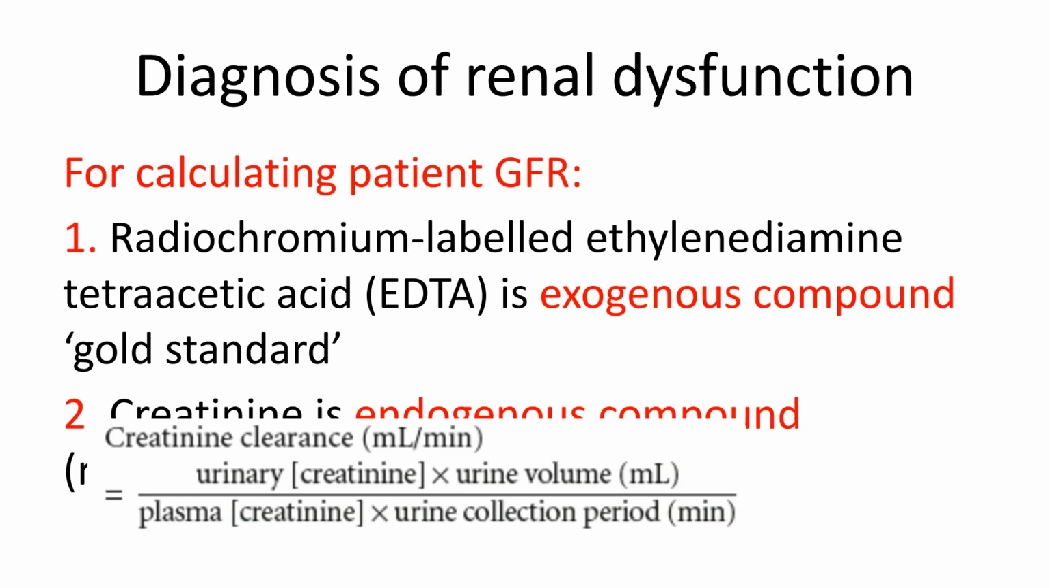Other features of CKD include normochromic, normocytic anemia due to erythropoietin deficiency. Hypertriglyceridemia, low HDL-C, and abnormal endocrine function may also be present. Increasing proteinuria is the best predictor of disease progression.